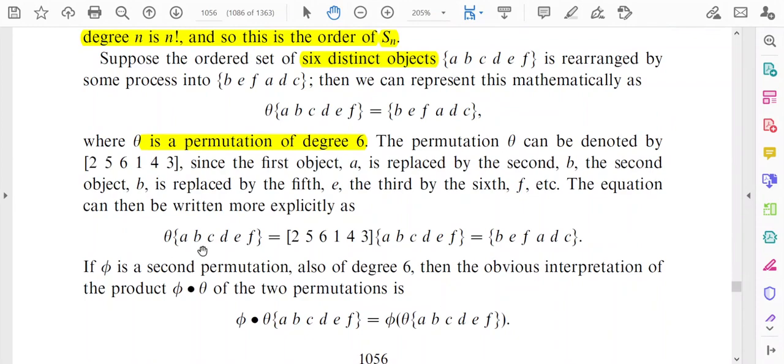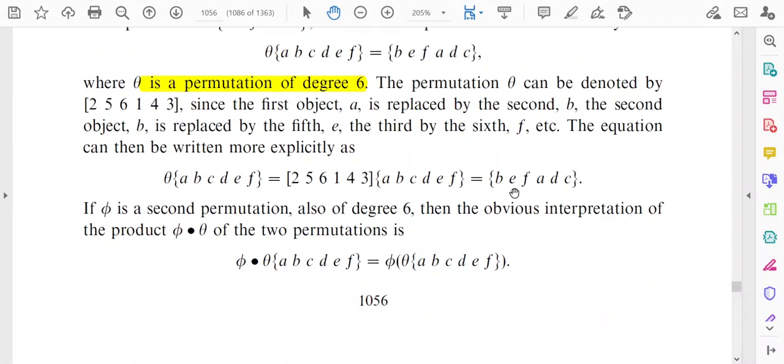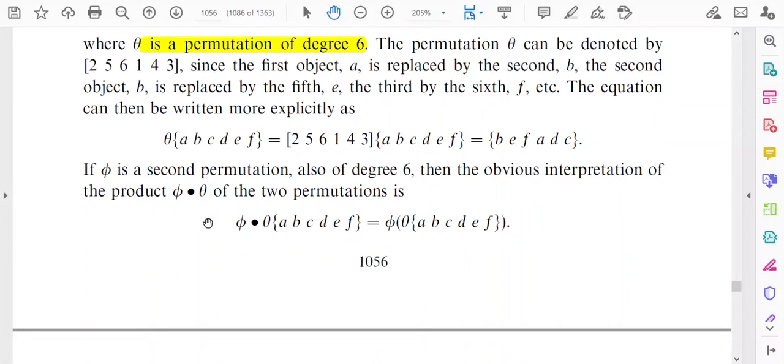So theta acting on A, B, C, D, E, F can be represented as 2, 5, 6, 1, 4, 3 acting on A, B, C, D, E, F, and it gives B, E, F, A, D, C. Now suppose phi is another, second permutation also of degree 6, and we are going to find the product phi dot theta between two permutations.